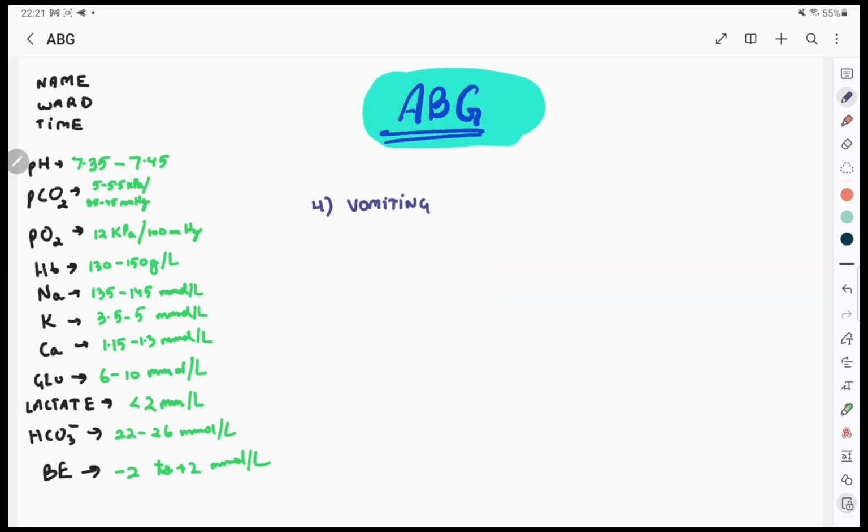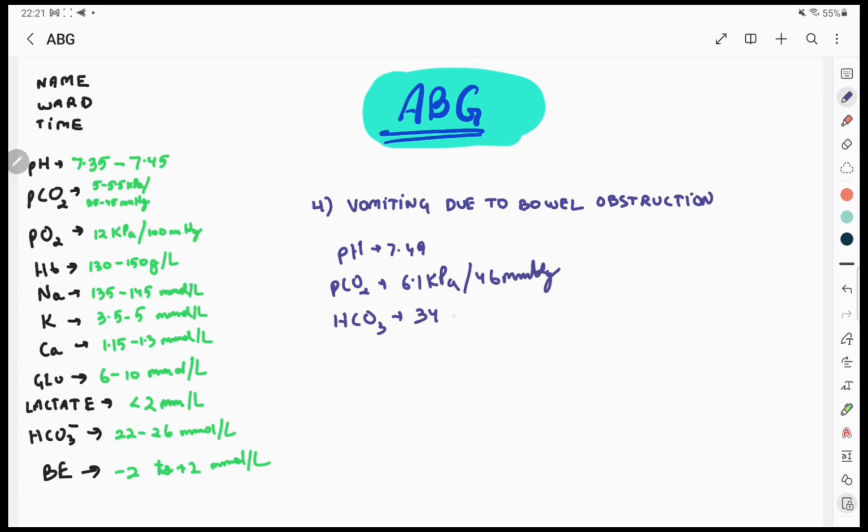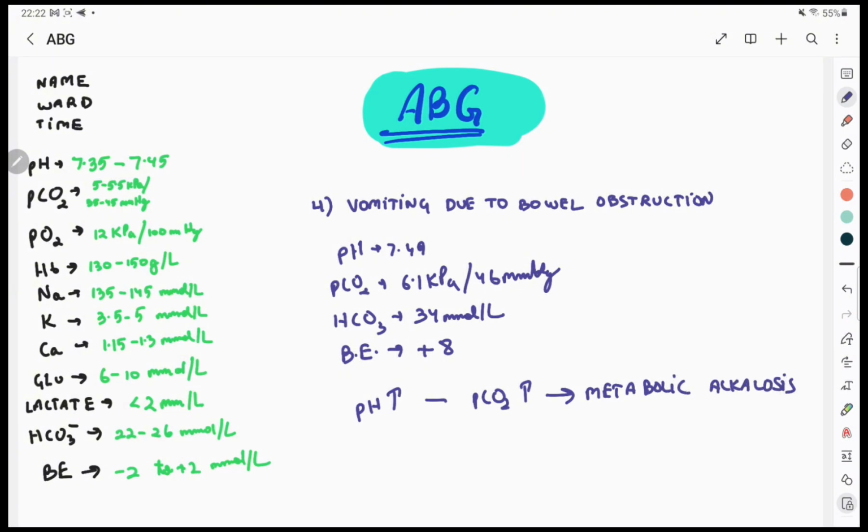Finally, consider an elderly patient who has been suffering from severe protracted vomiting due to a bowel obstruction. Their strip reveals a pH of 7.49, a PCO2 of 6.1 kilopascals or 46 millimeters of mercury, a bicarb of 34, and a base excess of +8. Once more, the pH and PCO2 are moving in the same direction, both are elevated, signaling a metabolic origin. Because the patient has been losing massive amounts of hydrochloric acid from their stomach fluid, it leaves the bloodstream with a relative surplus of base. The high bicarbonate and the positive base excess seal the diagnosis, a primary metabolic alkalosis.